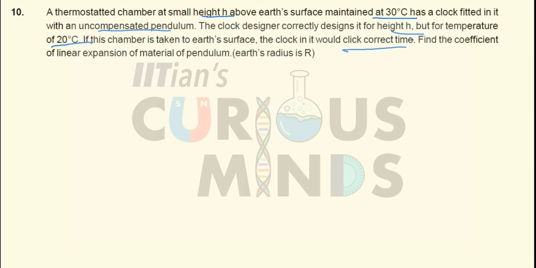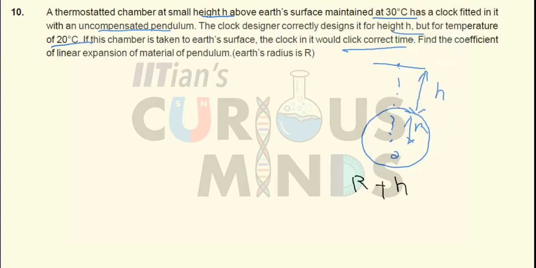Earth's radius here is equal to r. First of all, understand that if I consider this as the Earth, the chamber is taken some height above the Earth. Let it be equal to h. So its distance from the center of the Earth will be equal to capital R, which is r plus h.